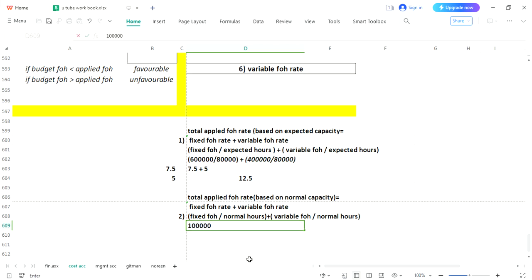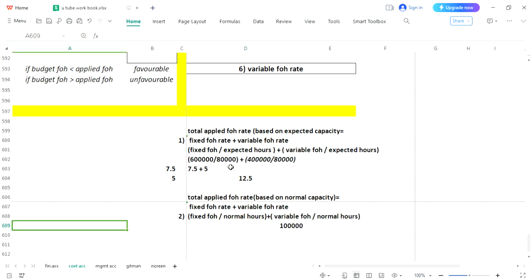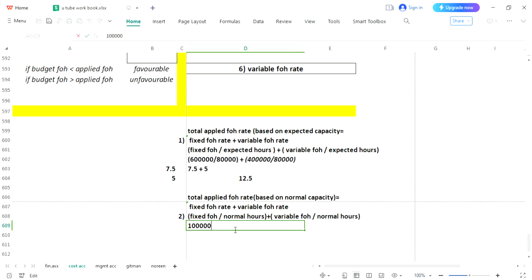Total normal hours are 1 lakh. So please let me know, when you were working for 80,000, fixed cost was 6 lakh. What would be the impact if you start working for 1 lakh? Someone of you will give the correct answer, that fixed FH would be the same. So 6 lakh was fixed FH for 80,000 hours, and 6 lakh would also be fixed FH for normal 1 lakh hours. So the first part we have sorted out. Now we need to see what will happen for variable FH rate.